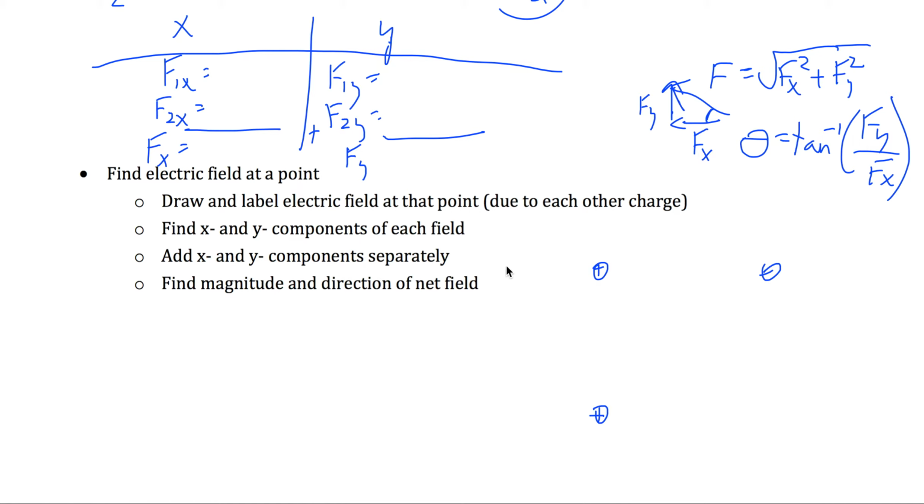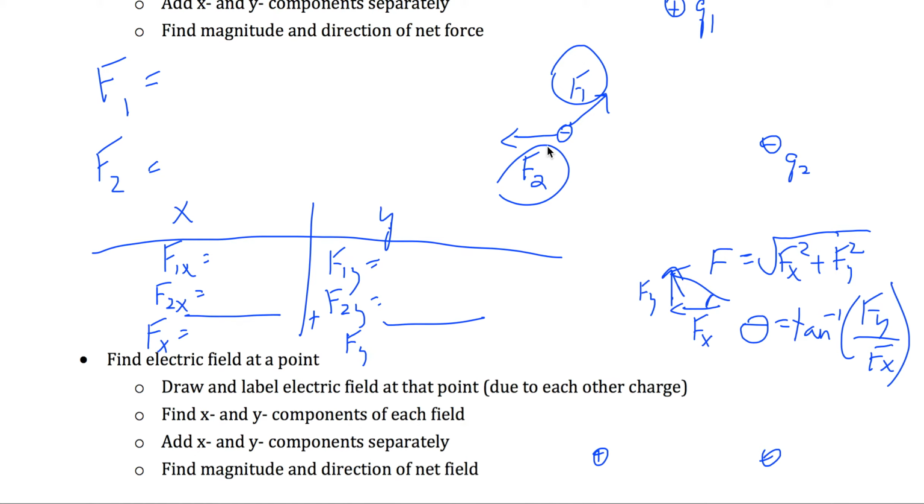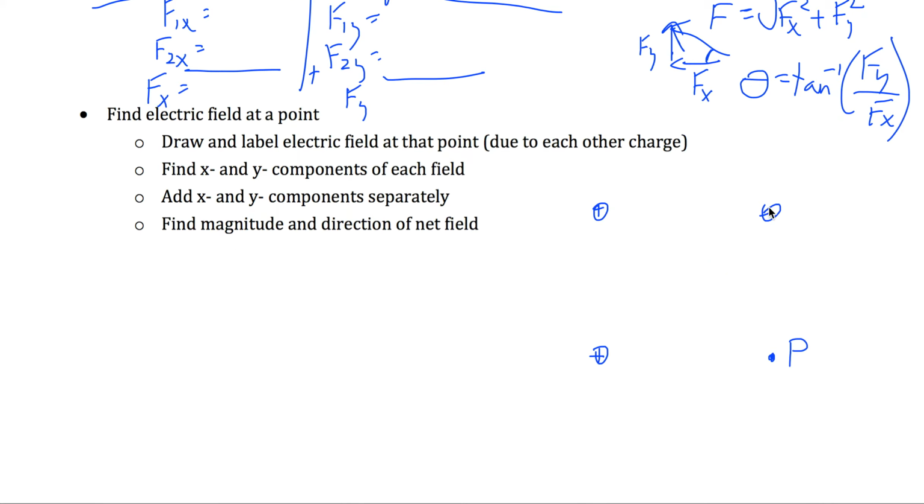So now you'd be asked, okay, what's the field at a certain point? So maybe you're asked for the field right here at point P. So instead of drawing forces, you're going to draw fields from each charge. The field due to a negative charge always points toward that charge. So there's a field this way. Let's say this is Q1, Q2, and Q3. So this would be E1 here, the field due to charge 1 at this point.